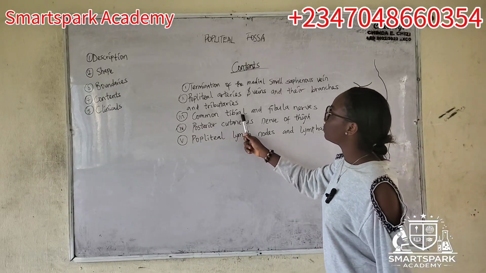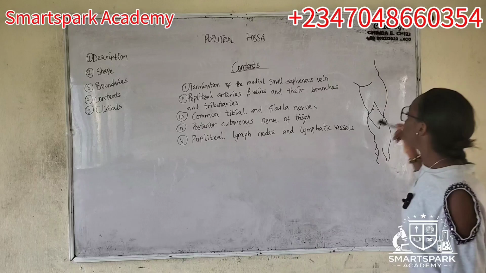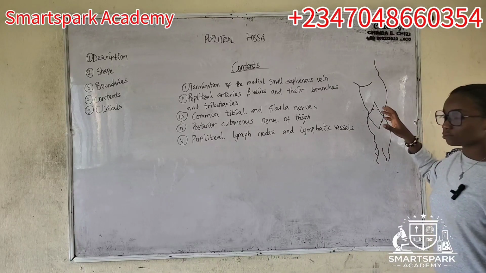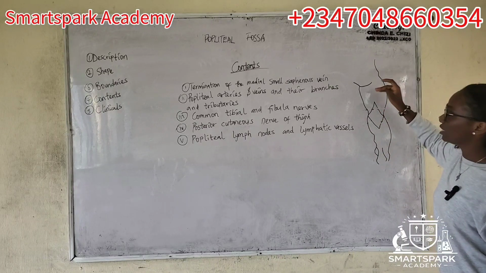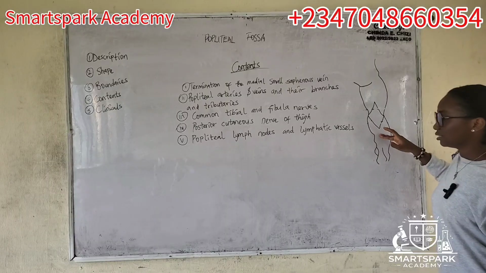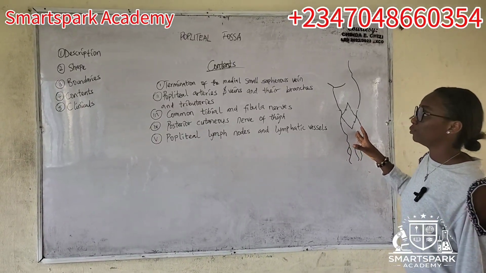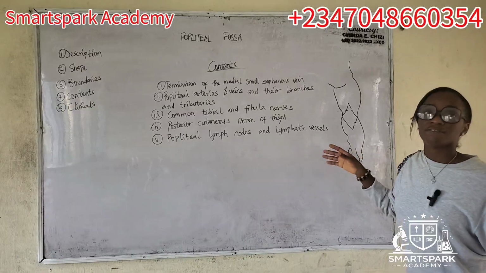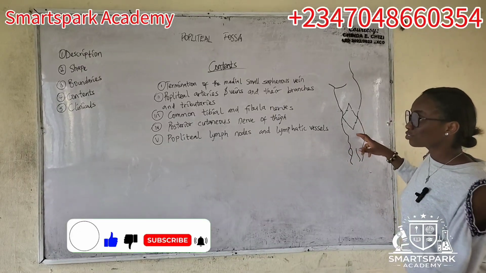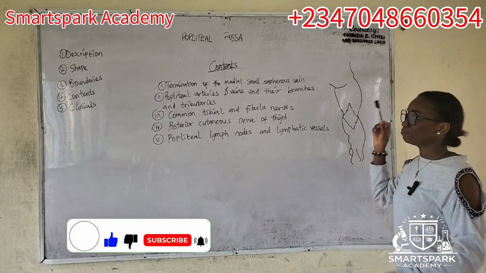Then we have the common tibial and fibular nerves. Don't forget that this popliteal fossa is found at the junction between the thigh and the leg. Now, this leg is made up of the tibial bone and the fibular bone. Because of this, we have the tibial and fibular nerves. These common tibial and fibular nerves are also found in the popliteal fossa.